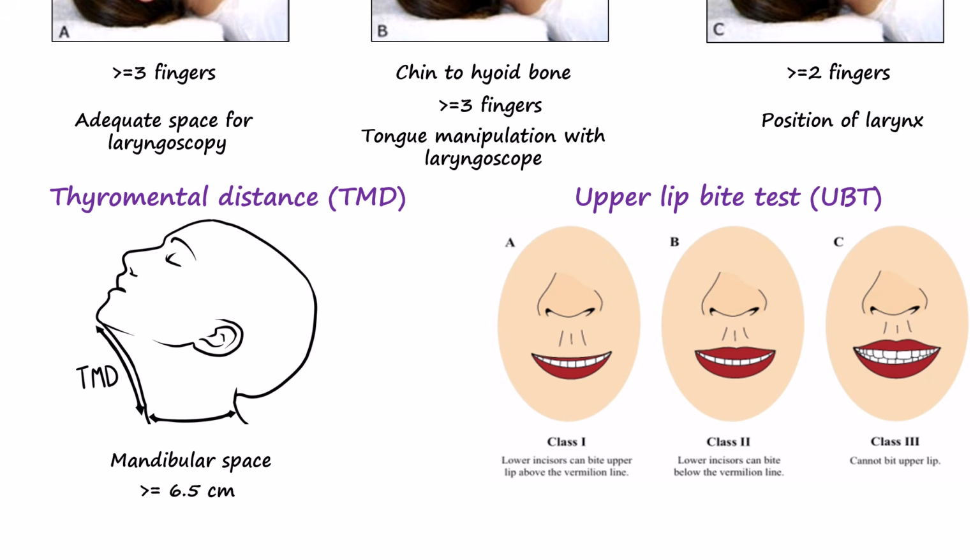The upper lip bite test evaluates mandibular mobility and dental architecture by assessing the patient's ability to bite the upper lip with the lower incisors. Restricted movement or inability to reach the vermilion border of the upper lip correlates with reduced oral access and more challenging glottic visualization.